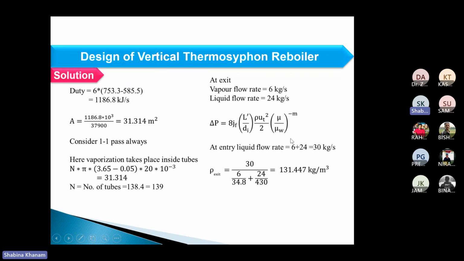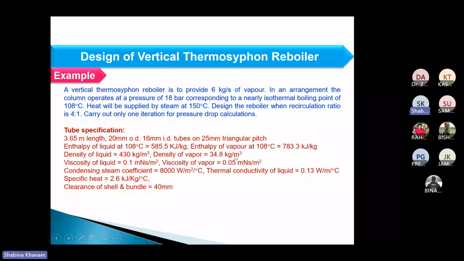At entry we will have the total flow rate as 30 kg per second, and at exit the total flow rate will remain the same, because the same mass will exit, but the point is we will have different density. The density of mixture we can calculate at exit condition: 30 kg per second is total feed, and 6 kg per second is the vapor by its density. All these parameters are given over here, like density of vapor, density of liquid.